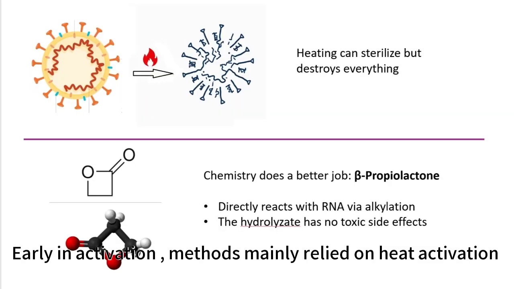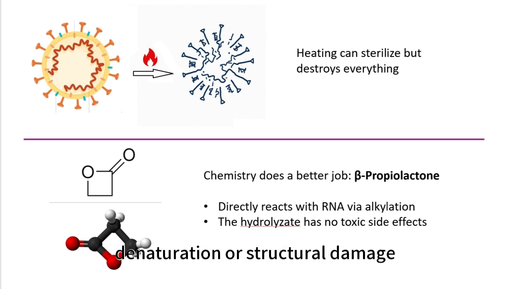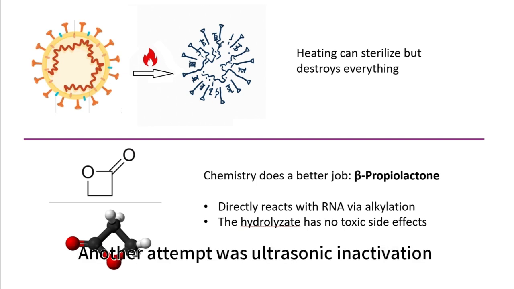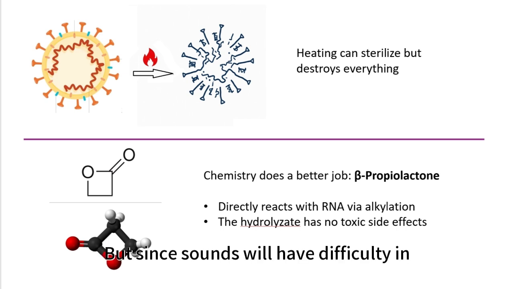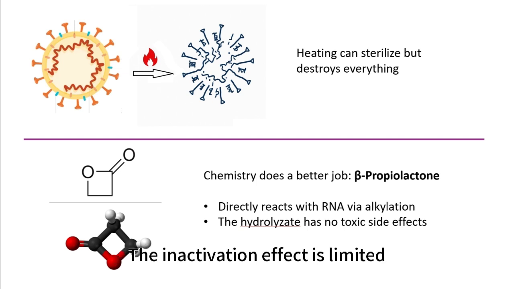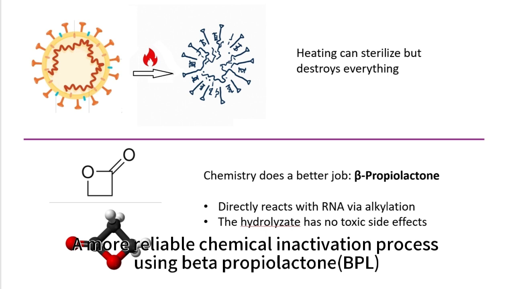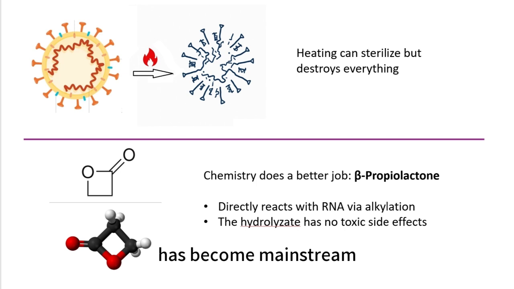Early inactivation methods mainly relied on heat inactivation, but high temperature can easily cause antigenic protein denaturation or structural damage, so it did not work well. Another attempt was ultrasonic inactivation, but since sound waves have difficulty passing through protein macromolecules, the inactivation effect is limited and also cannot meet the needs. Therefore, a more reliable chemical inactivation process using beta-propiolactone (BPL) has become mainstream.